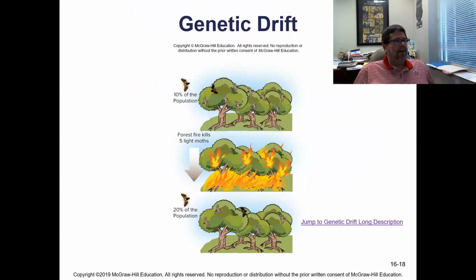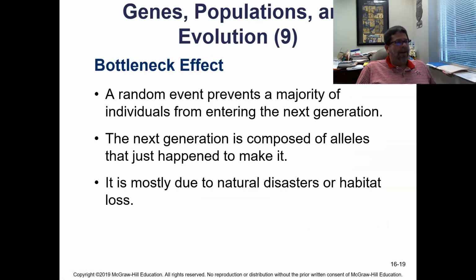Let's take a look. Here's the one they like to show in genetic drift. You have 10% of the population is white, and 80%, I guess, is dark. You have a population of 10 moths, one of them is dark. A forest fire kills 5 of the light moths, and now you have the one left with 4 others. So the population went from 10% to 20% light on the dark moths. Okay, so that's genetic drift. Bottleneck is a random event. A random event prevents a majority of individuals from entering the next generation.